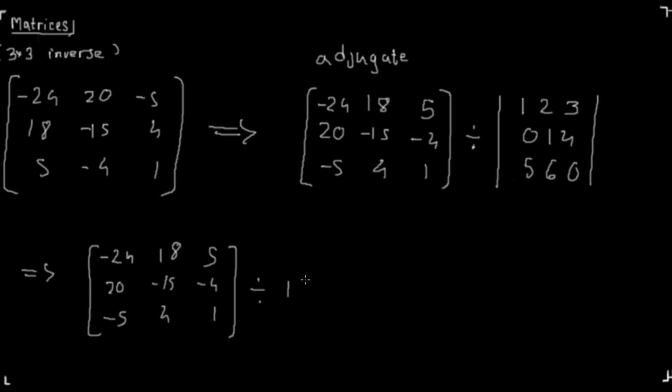So 1 into 0 minus 24, so minus 24, minus... hmm, I just zoned out there.